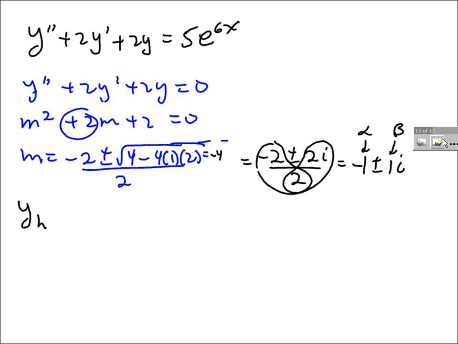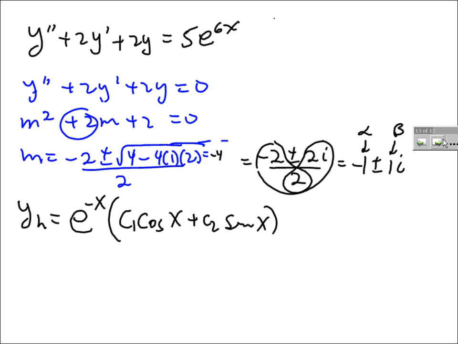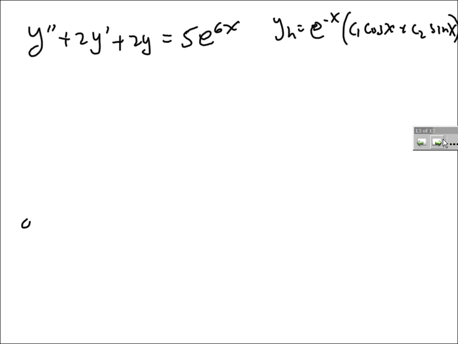So the y homogeneous is going to be e to the negative 1x, or just e to the negative x, times c1 cosine of bx, which is 1x or x, plus c2 sine of 1x. So y homogeneous is e to the negative x times c1 cosine x plus c2 sine x. So we may get rid of this now, and we go on and we find a particular solution.